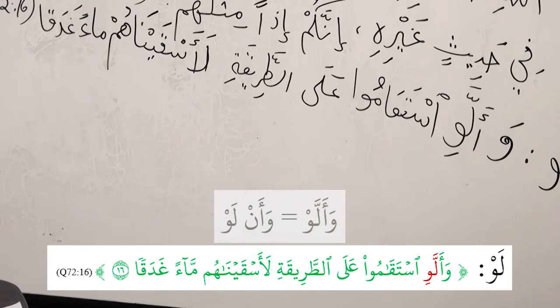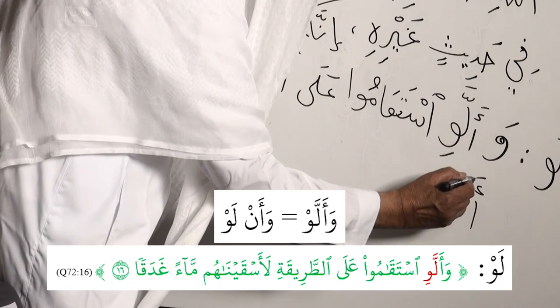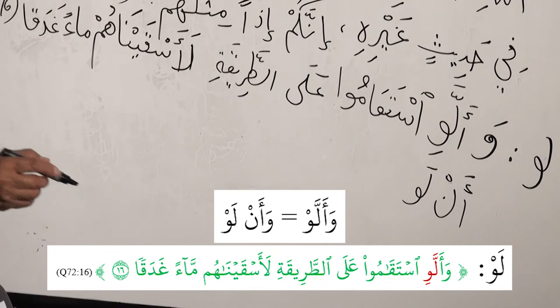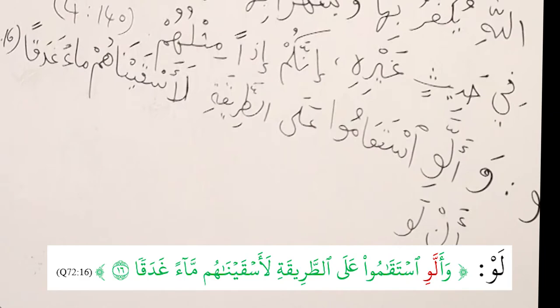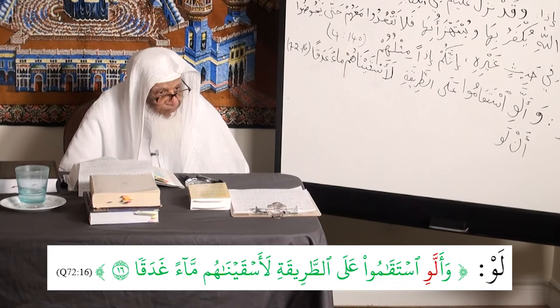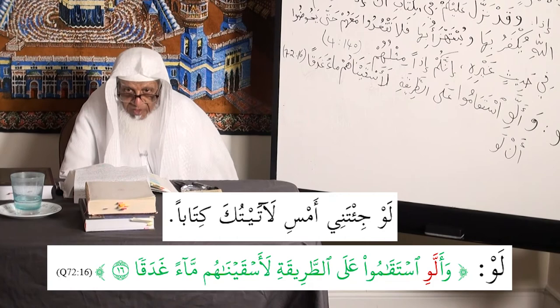Now it's written like this in the Mushaf. Actually it is وَأَنْ لَوْ. So وَأَنْ لَوْ اسْتَقَامُوا. As you know, لَوْ is for a past condition which has not been fulfilled. لَوْ جِئْتَنِي لَعَطَيْتُكَ كِتَابًا. Had you come yesterday, I would have given you a book. That means he did not come and did not give him the book.